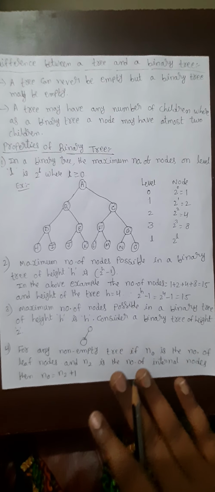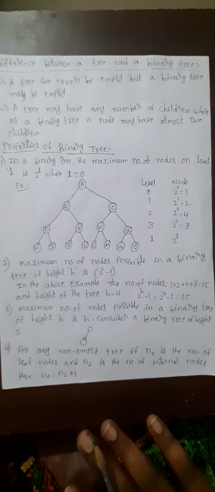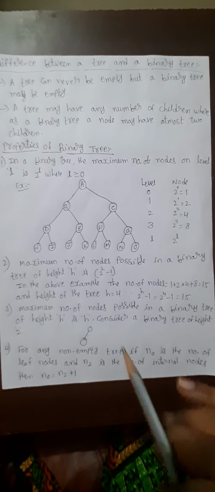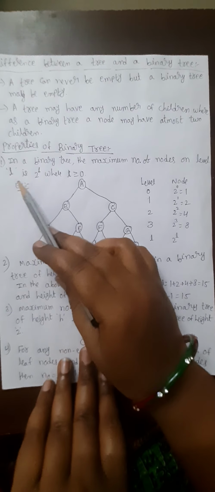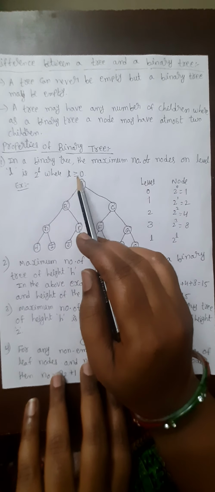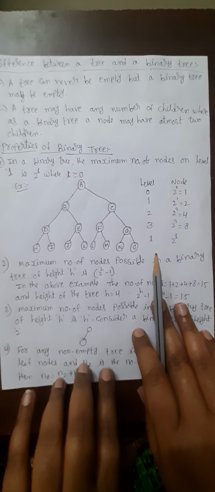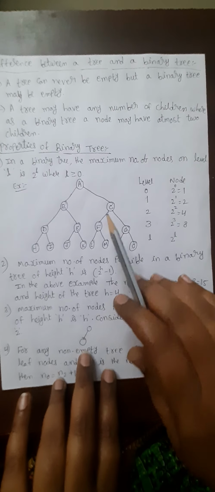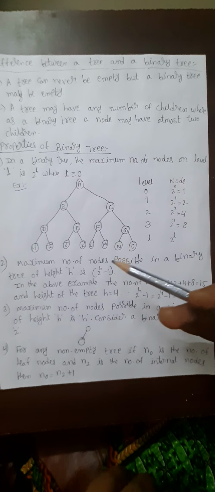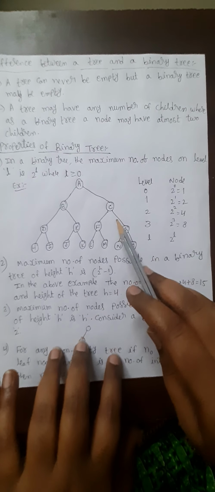And see the properties of binary tree. The first property is, in a binary tree, the maximum number of nodes on level L, where levels are represented as L, is 2 power L, where L should be greater than or equal to 0. If L is less than 0, we can't form a tree. If L is greater than 0, we find the number of nodes in the levels by using 2 power L.